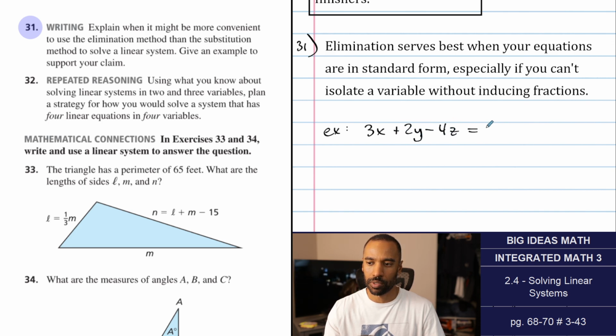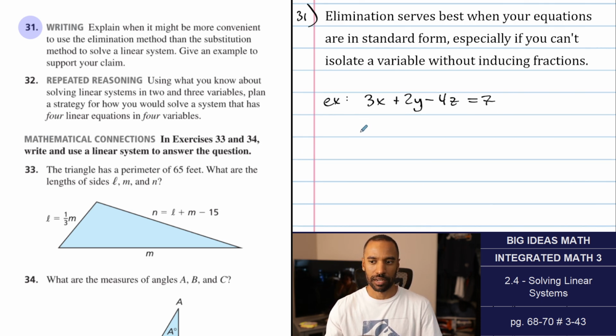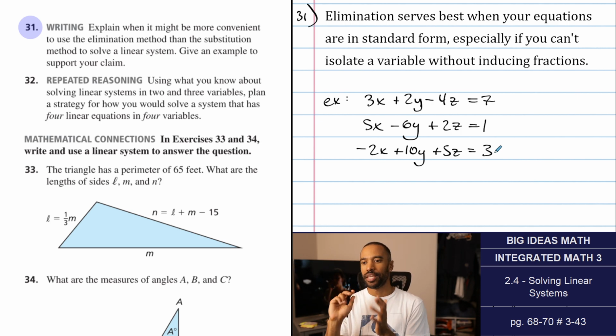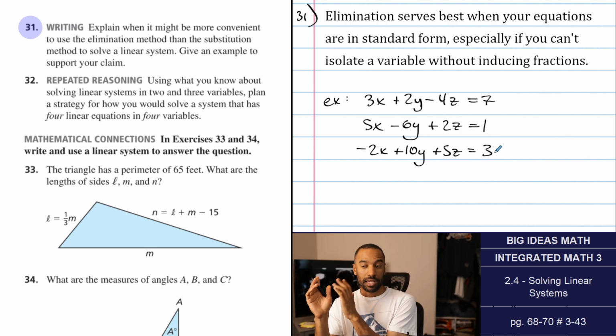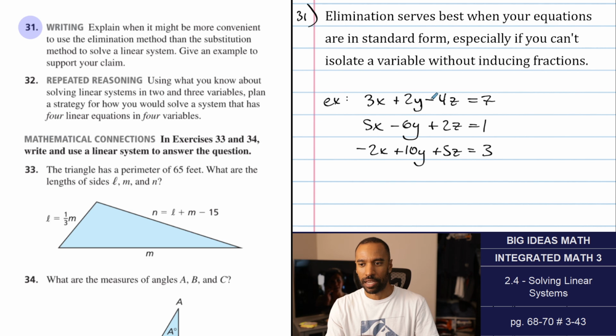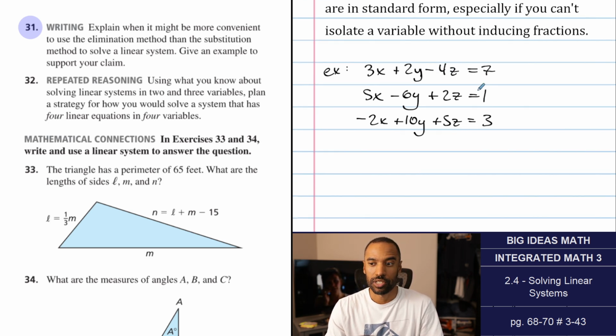minus 4z equals 7. Nothing there can easily get eliminated or isolated by itself, right? 5x minus 6y plus 2z equals 1, and negative 2x plus 10y plus 5z equals 3, right? It's in standard form, and nothing here can I do to get a variable by itself for substitution's sake and make it work in a very clean way, to me personally. The way that we would have to get y equals or x equals something like that. Now, elimination is not necessarily any fun either.